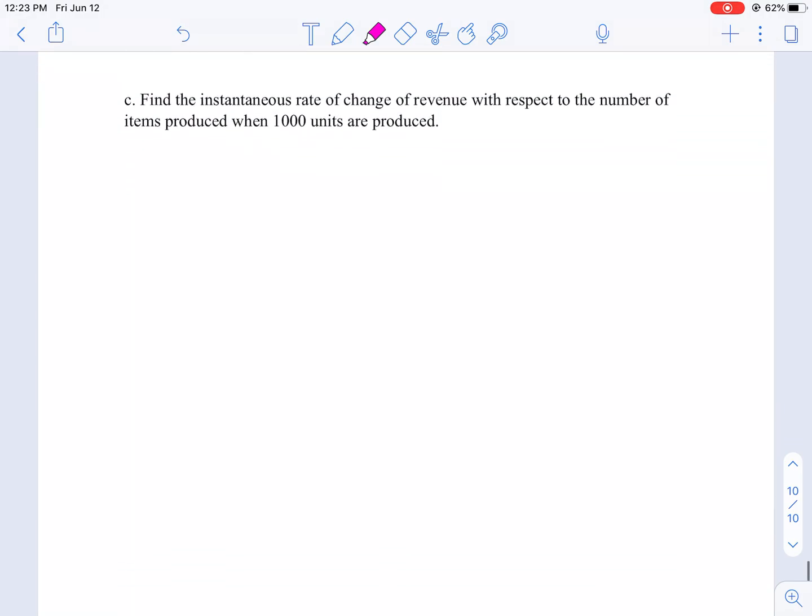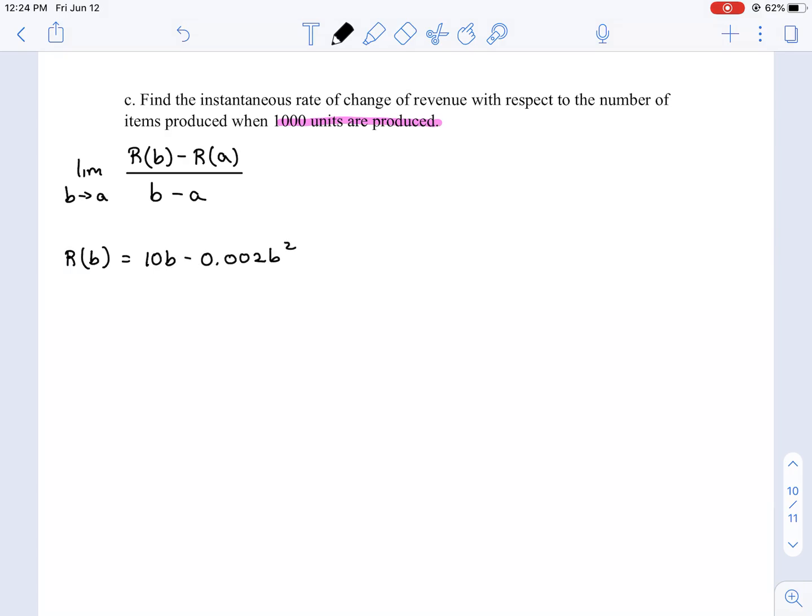Part C. Find the instantaneous rate of change of revenue with respect to the number of items produced when 1,000 items are produced. So we're going to apply the limit definition for the instantaneous rate of change, and we're going to use the alternate form. So R(b) is equal to 10b - 0.002b².